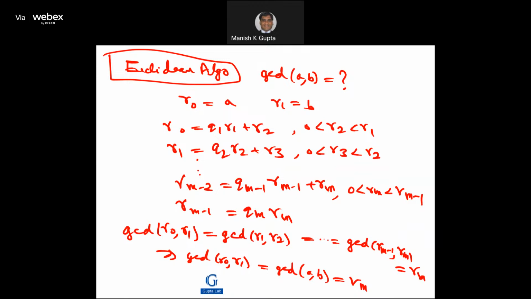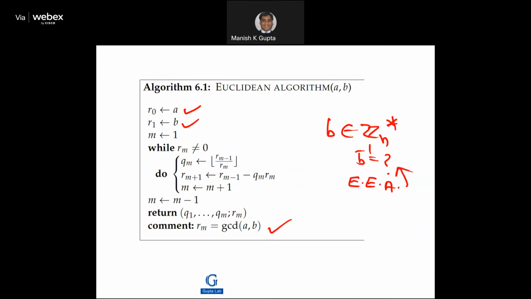This is very common. I think you are familiar with it. You can write it in pseudocode in this form, right? Initialization with those A and B numbers, and then do this while loop, and then finally this Rm will give you GCD of A comma B, right? Okay.